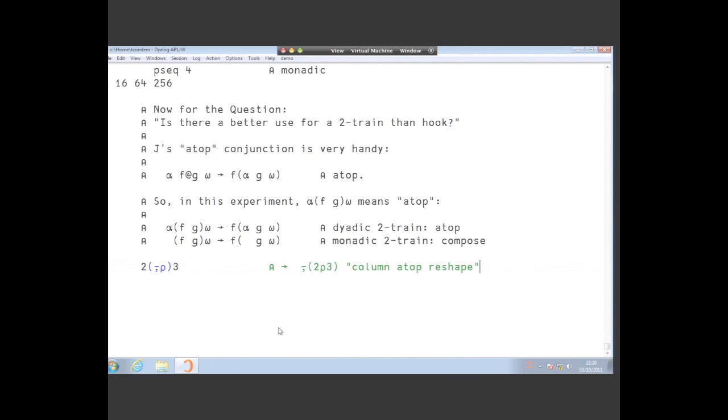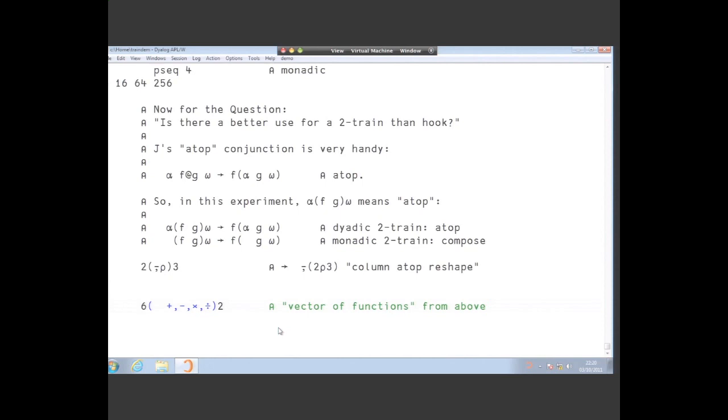So here's an example of it. We pronounce this monadic comma bar, a column. So this is column atop reshape. This is doing the column of the 2-3 reshape. This is an example of its use.